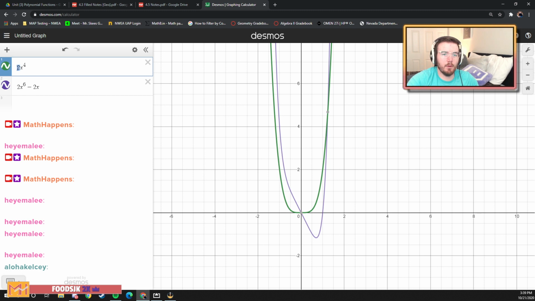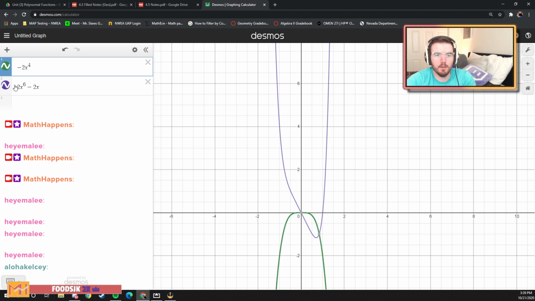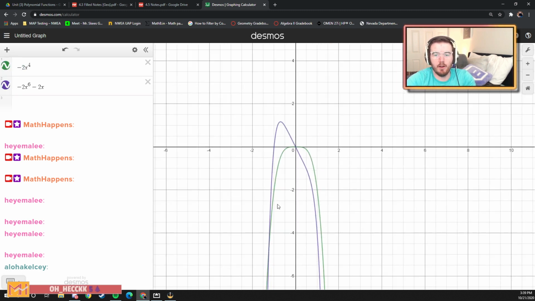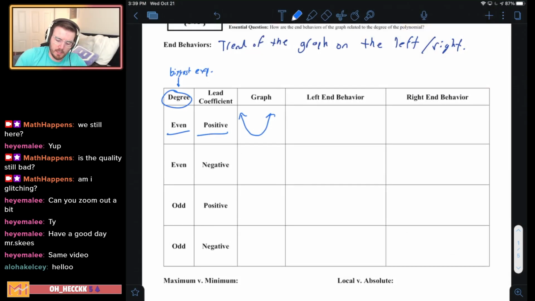And the second I switch these and make them negative, it's now going down, down. So, switching back to the notes, if it's still even, but all of a sudden we make the lead coefficient negative, it's going to go down, down. There might be some weirdness in the middle, but that's not what I'm here to discuss right now. I'm talking about what's happening on the left and right. It's going to go down, down. I'll fill these blanks in a second.